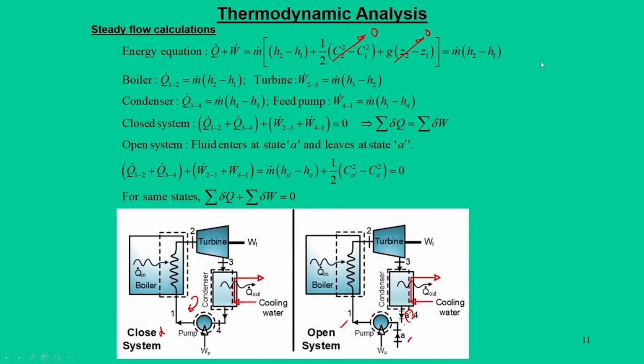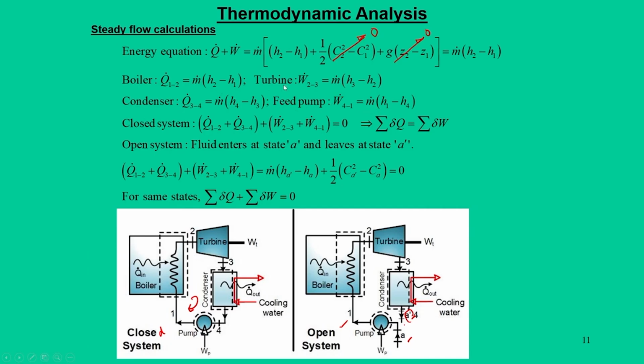H1). Now, this equation is applied for the boiler, which supplies heat, and the turbine, which produces power. Of course, the state points are different: here H2 minus H1 and here H3 minus H2. Again, in the condenser it is a heat rejection process. The feed pump also involves an enthalpy difference.